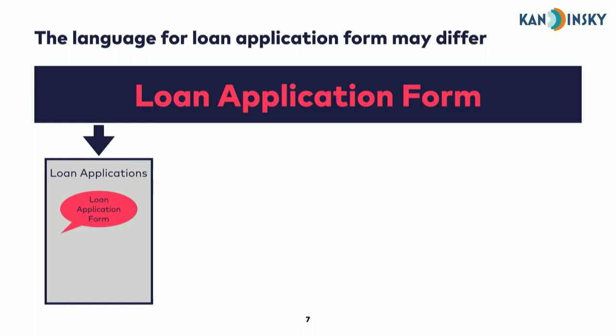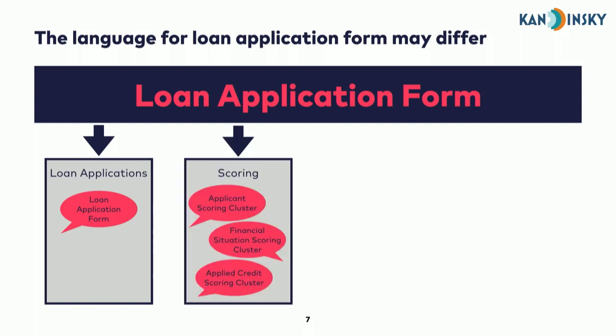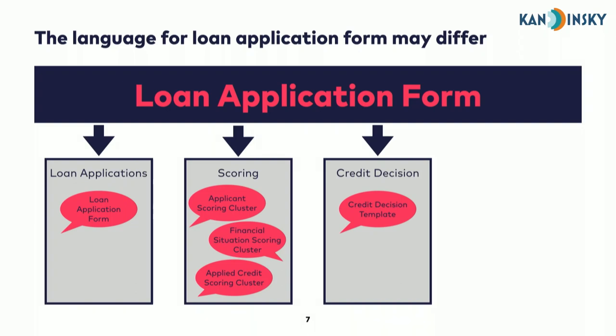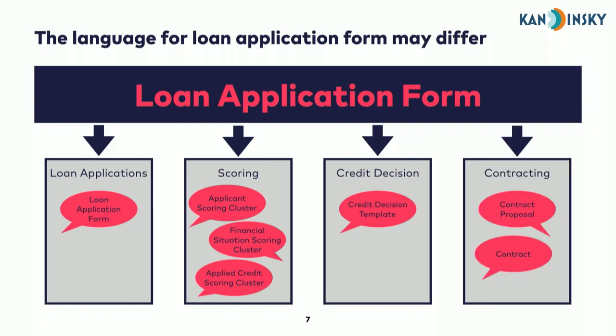So one team talks really about the form. Others, they don't think about the form. They think about rule clusters for persons, a monthly financial situation, stuff like that. Others, yeah, they don't think about the loan application form. They say, in order to make a decision template for our C-level so that they can decide if they want to grant you a credit over a million euros or not, they don't want to look through 6 pages with a lot of detailed data, so they have something like a decision template. And finally, we have something like a contract proposal or a contract.